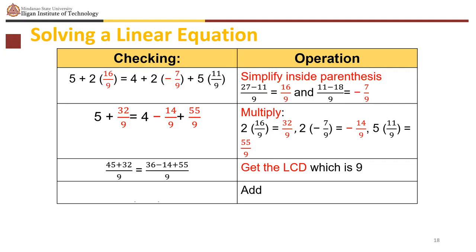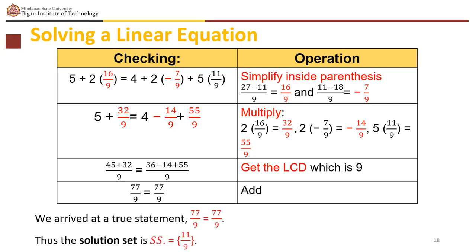So again, we try to get the LCD, which is 9. So 9 times 5 is 45. That's why you have (45 plus 32) over 9. Then 9 times 4, on the other side of the equation, is equal to 36. So I have (36 minus 14 plus 55) over 9. And then when you add the values, you come up with 77 over 9 equals 77 over 9, which is actually true. We need to say the solution set is 11/9.